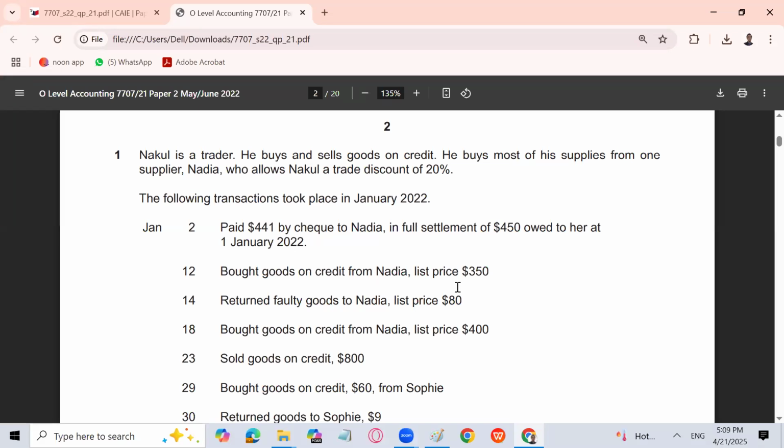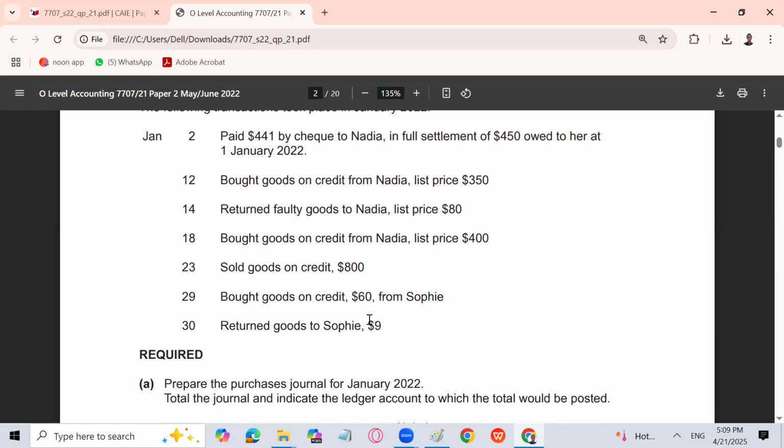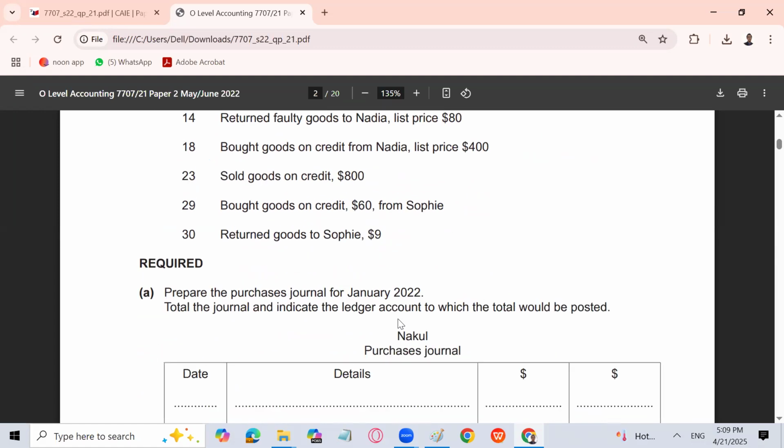Bought goods on credit from Nadia, list price 350. This will go to the purchase journal. Returned goods worth 40. This will go to the purchase return journal. Bought goods on credit from Nadia. This will go to the purchase journal. Sold goods on credit 800. This will go to the sales journal. And bought goods on credit 60 from Sophie. This will also go to the purchase journal. Returned goods to Sophie will go to the purchase return journal.